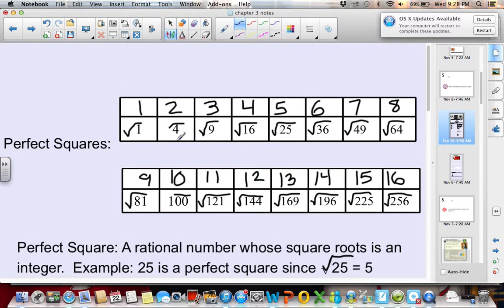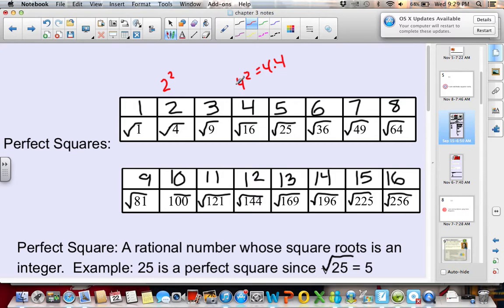because if you take the square root, if you take the square root of it, you get an integer. So we know the square root of 4 is 2 because 2 squared, or 2 times 2, equals 4. We know the square root of 16 is 4 because 4 squared, or 4 times 4, equals 16. Remember, 4 squared is 4 times 4, not 4 times 2. Okay, the power tells us how many times we're multiplying our factor.